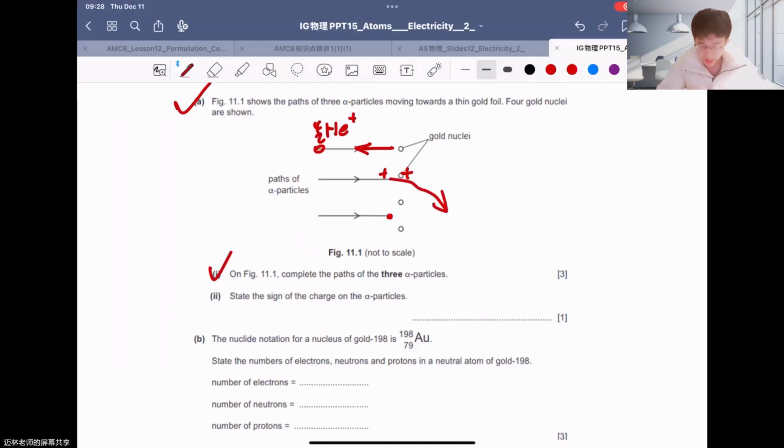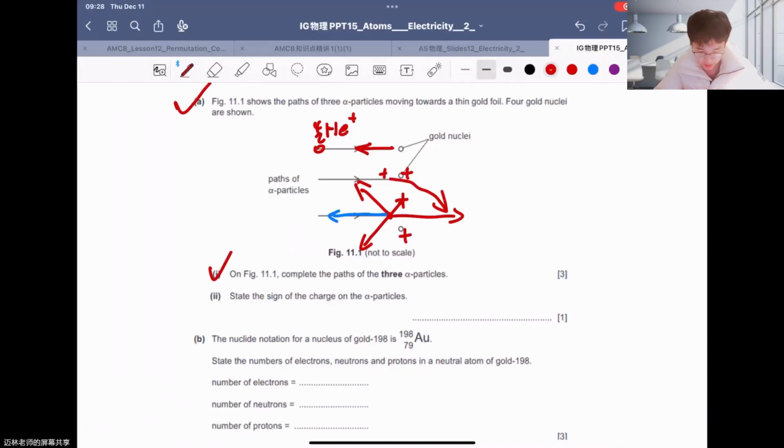So here you can find it passes through the center, and you can find this positive charge and the positive charge of their nucleus give a force. Okay, so you can find the resultant force here is just like the blue arrow. So it just accelerates, but its direction doesn't change. So maybe here it just moves in a straight line. Okay, so this is the three paths of our alpha particles.